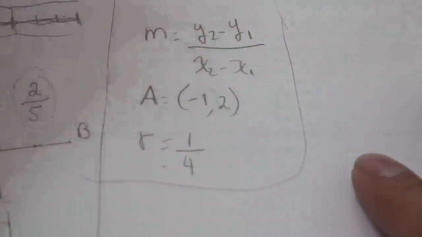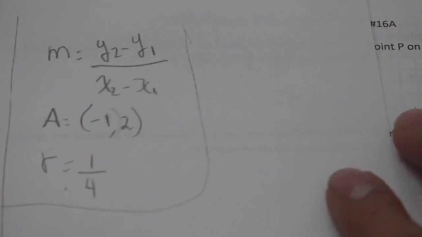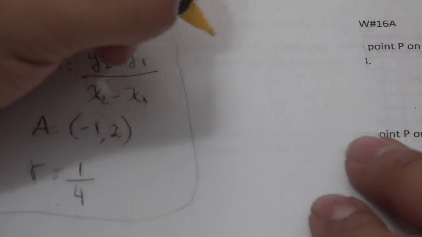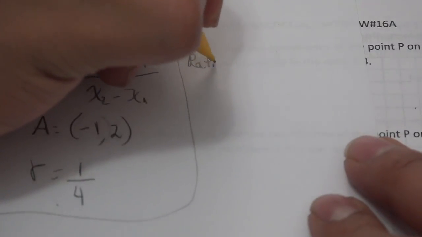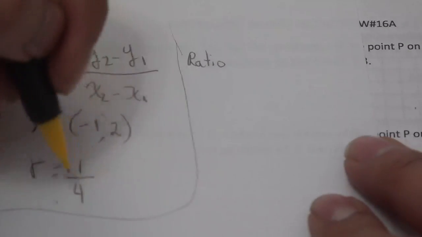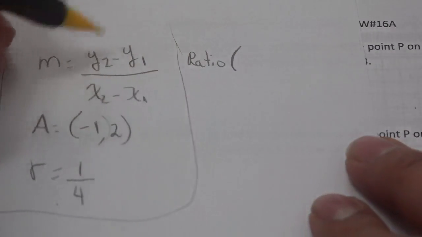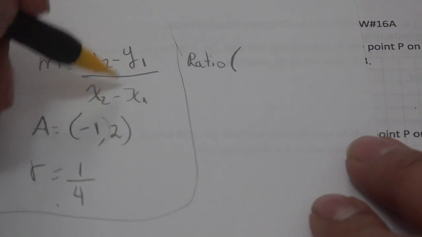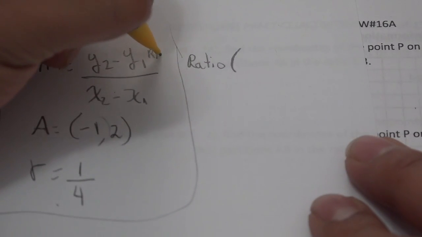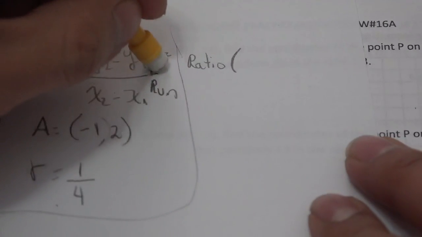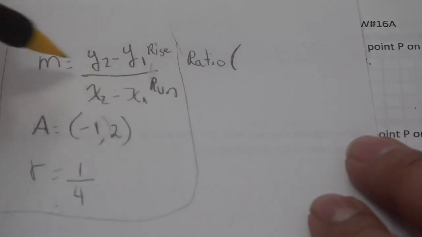Finally, you are going to follow this format. Once you have this information, you're going to take your ratio, my ratio, and multiply it by, remember, the slope is nothing more than rise over run.